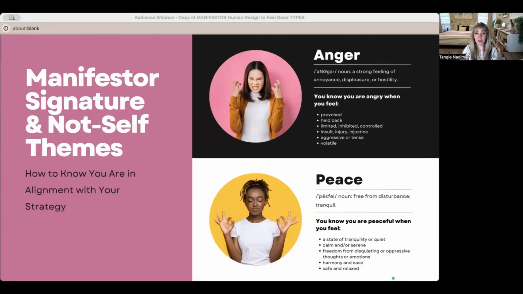So that is the manifestor type. The next and last type that we'll talk about, which is the least common type in human design, is the reflector type. So check that out in the next lesson.